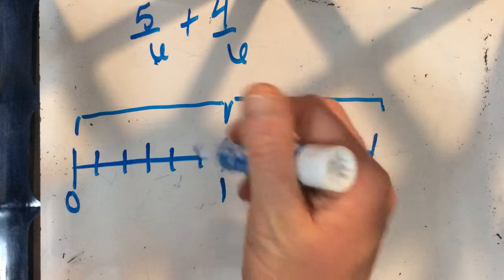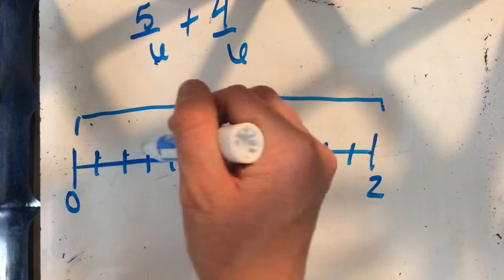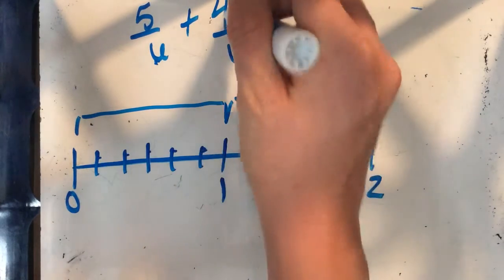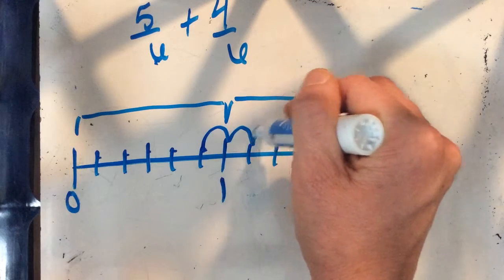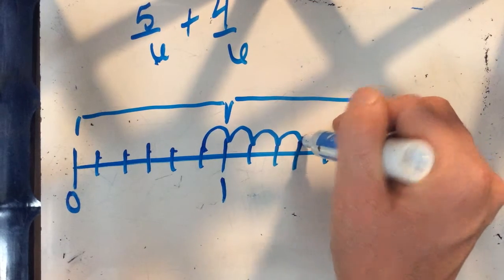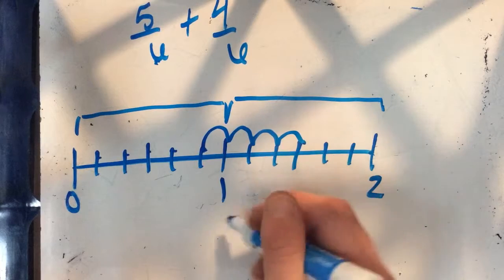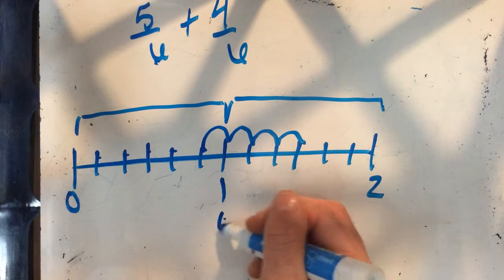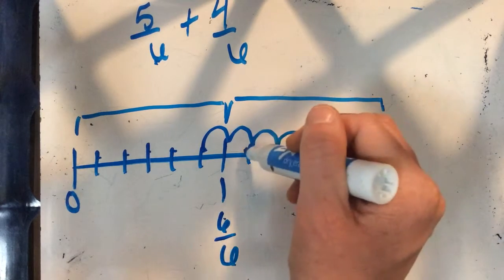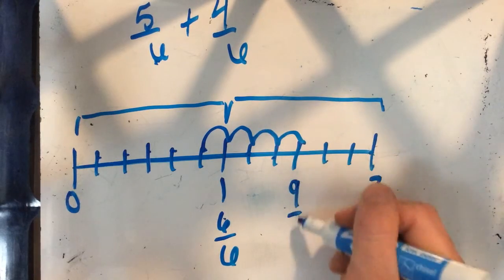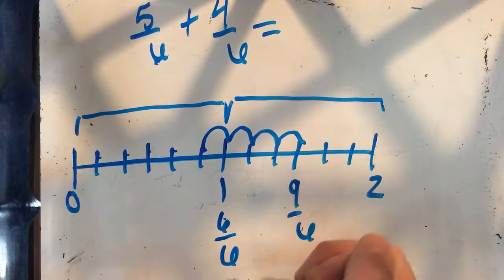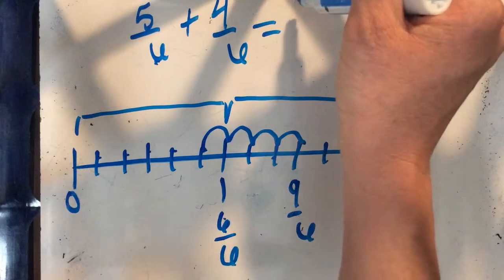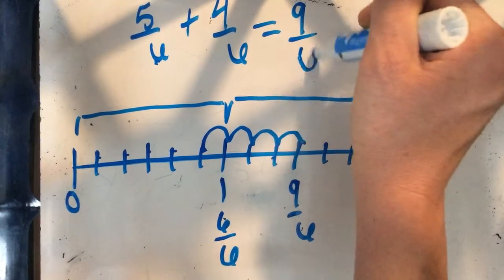So let's start at 5/6, which would be here, 1, 2, 3, 4, 5. And I'll add my 4/6, 1, 2, 3, 4. So this is 6/6 right here. So 6, 7, 8, 9 sixths, which matches our addition sentence up here.